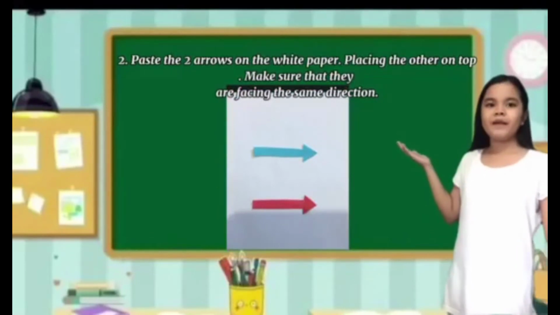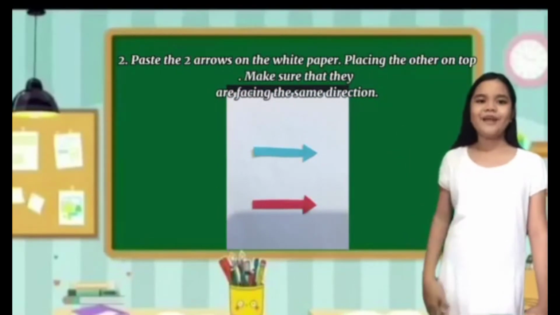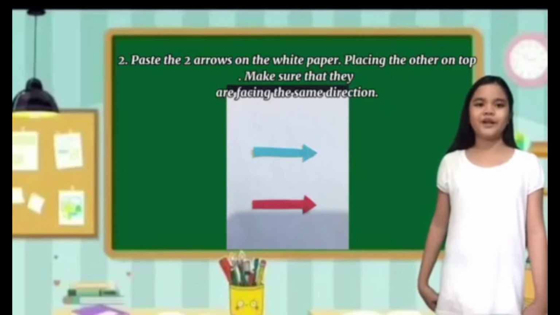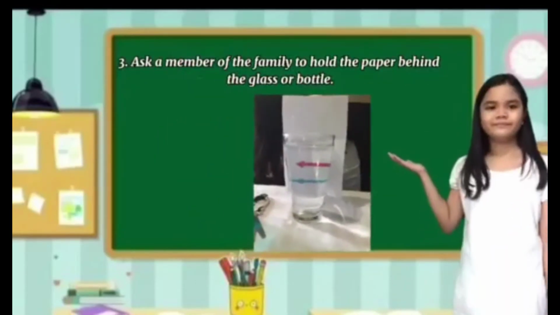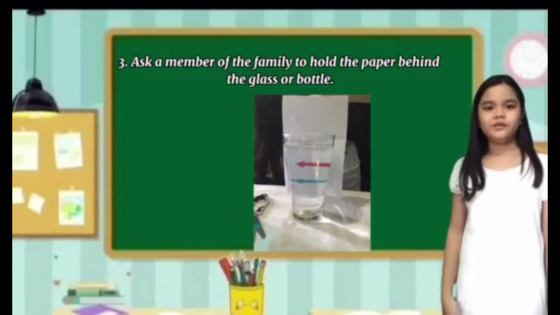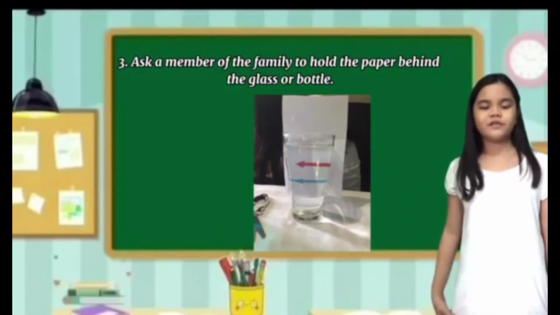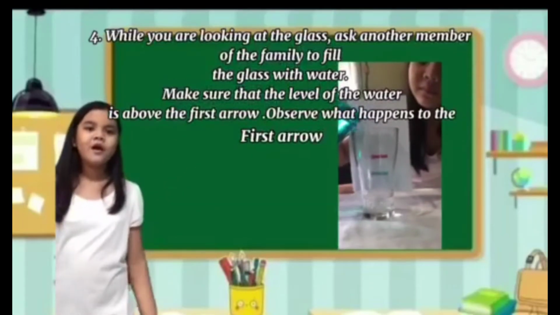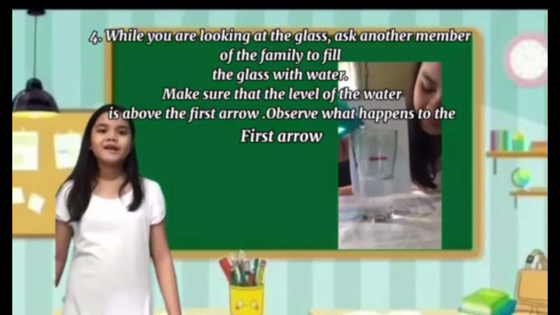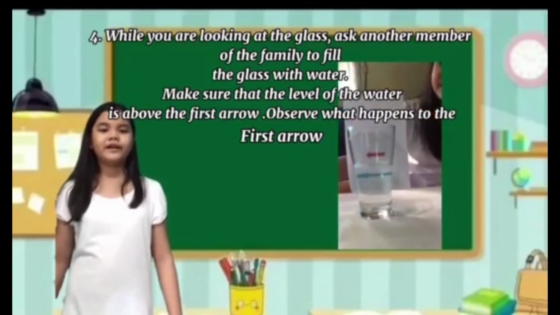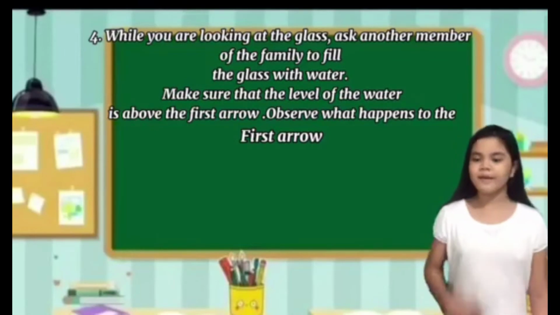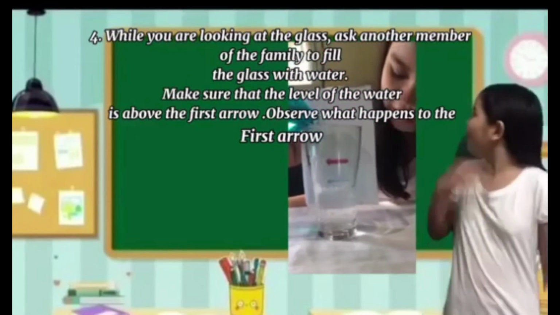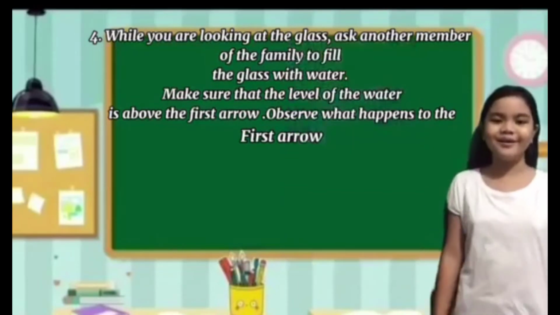Second, paste the 2 arrows on the white paper, placing the other on top. Make sure that they are facing the same direction. Third, ask a member of the family to hold the paper behind the glass or bottle. Fourth, while you are looking at the glass, ask another member of the family to fill the glass with water. Make sure that the level of the water is above the first arrow. Observe what happened to the first arrow.